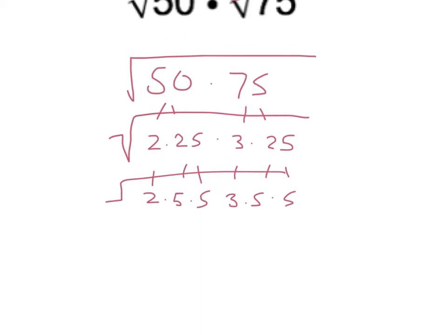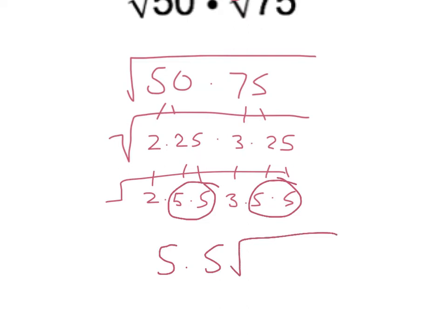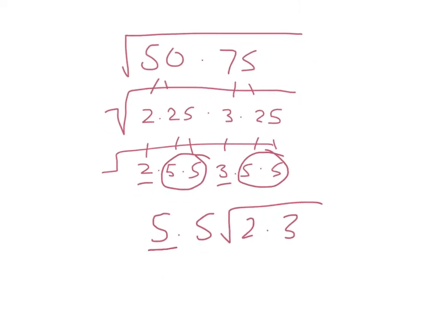Since we don't have a number out here, it implies that it's a 2, so we're circling pairs of 2s. So we have our 2 5s and our 2 5s. So we're going to take out a 5 times 5, and on the inside, we are left with the square root of 2 times 3, because those 2 don't have a pair, so we have to keep them on the inside. So on the outside, we're just going to multiply 5 times 5, which gives us 25. And on the inside, we have 2 times 3, which is 6. So our final answer is 25 square root 6.